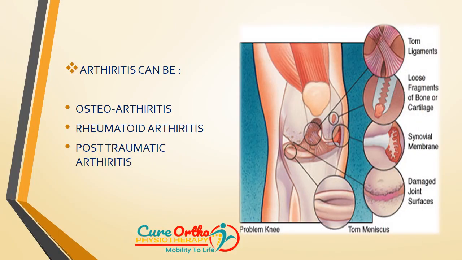Arthritis can be osteoarthritis, the wear and tear of articular cartilage; rheumatoid arthritis, which involves swelling and stiffness of multiple joints; and then post-traumatic arthritis, where after any injury, arthritis develops inside the joint.